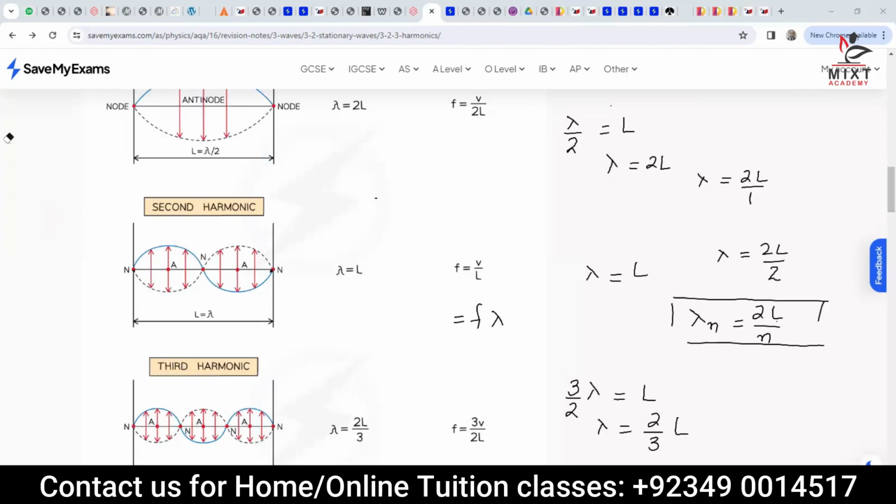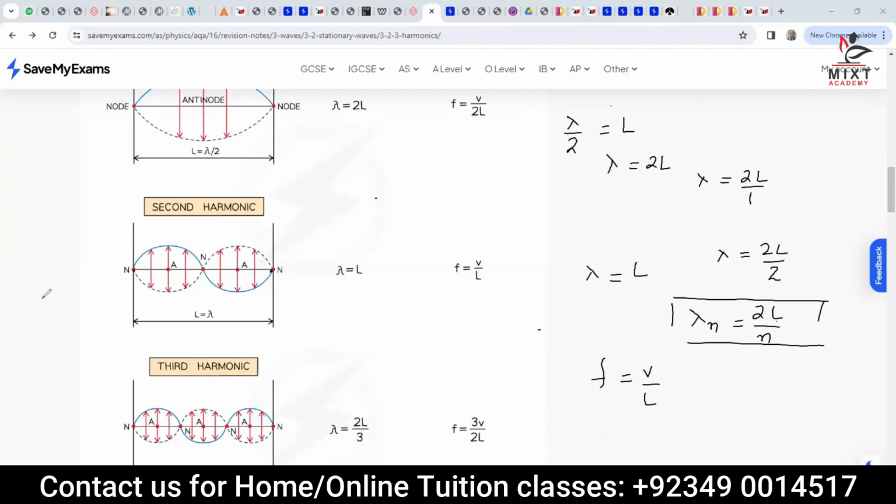So V is equal to frequency times lambda. Now lambda is equal to V upon F. This is the formula, you have it. If you want to find the frequency, then we are actually going to find it. So frequency F is equal to V upon lambda. Okay.